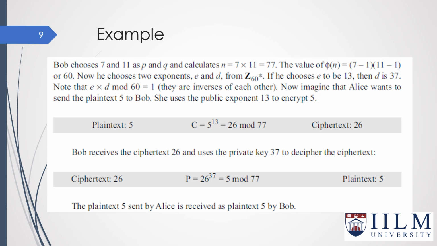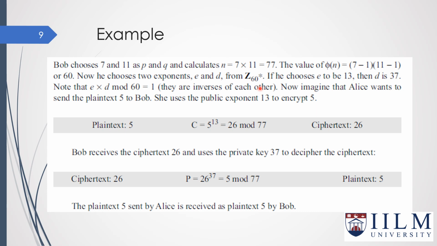Now two components have to be chosen, E and D, from Z60. As I told you, there is a set and ring structure, so from Z60 star, Bob has to choose E and D. If he chooses E to be 13 and D to be 37, and one more thing, it should be a prime number, because a prime number makes it more secure. So E into D mod 60 equals 1. They are inverses of each other.